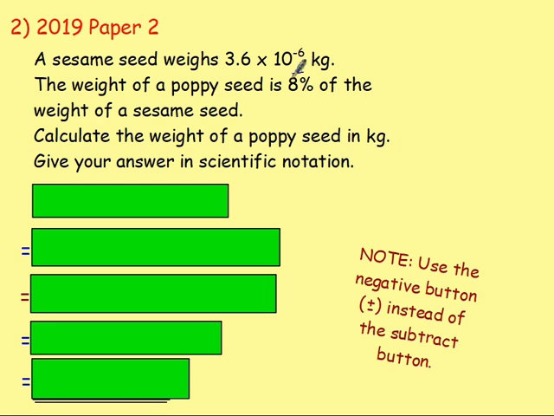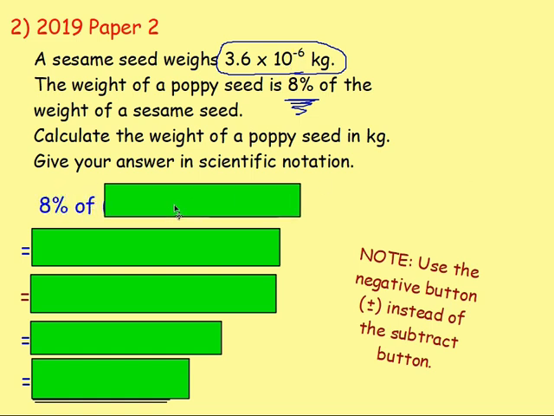So how do we work out the weight then of the poppy seed if we know this is the weight of the sesame seed? Well, we would just be working out 8% of that weight, because 8% of that weight is the weight of the poppy seed. Perfect, yes, you're right. So we just want to work out 8% of the 3.6 times 10 to the power of negative 6 kilograms. And that'll be the weight of the poppy seed.